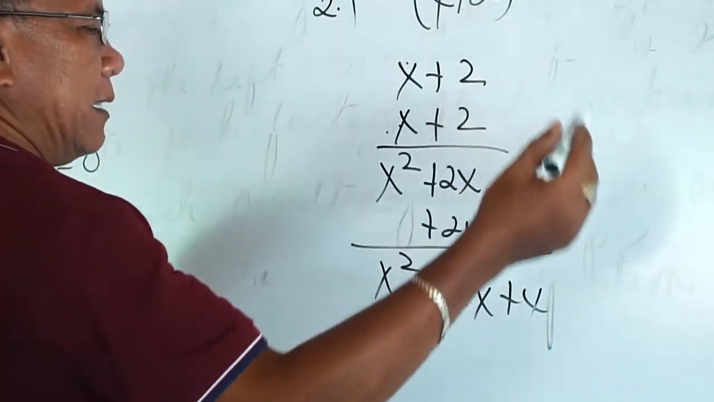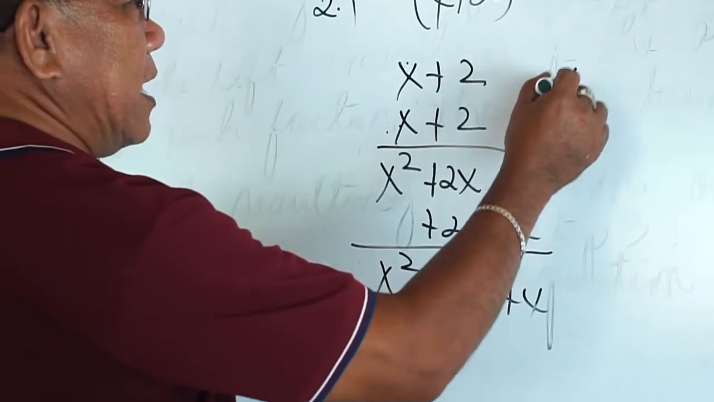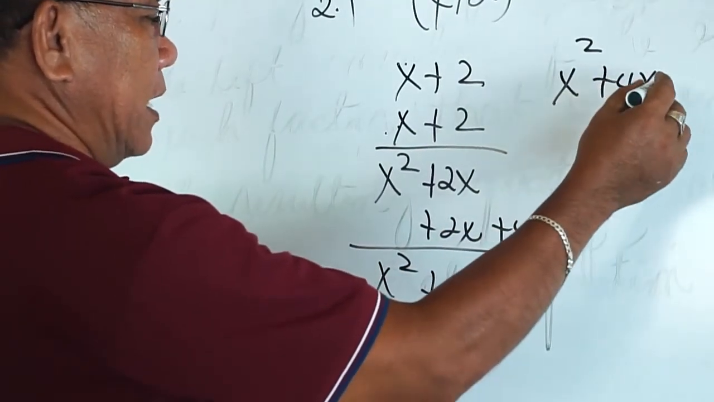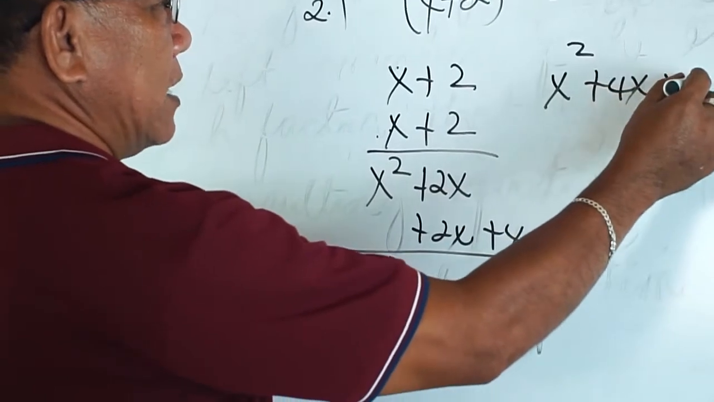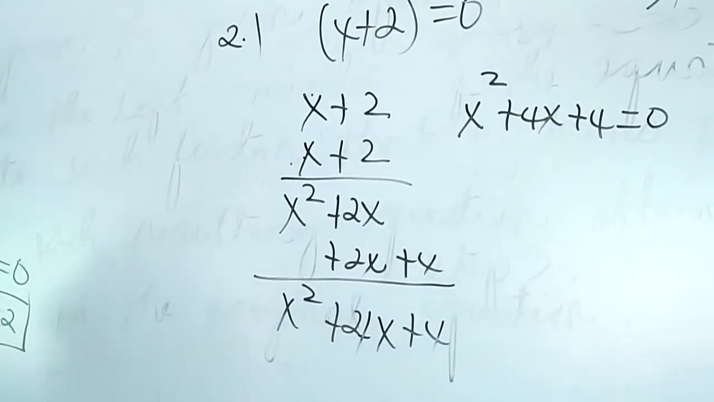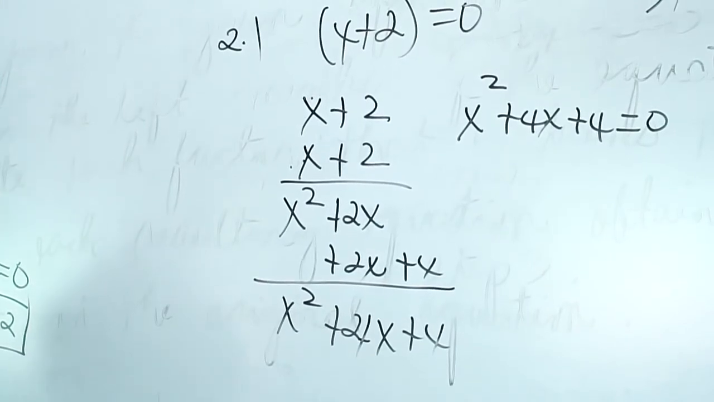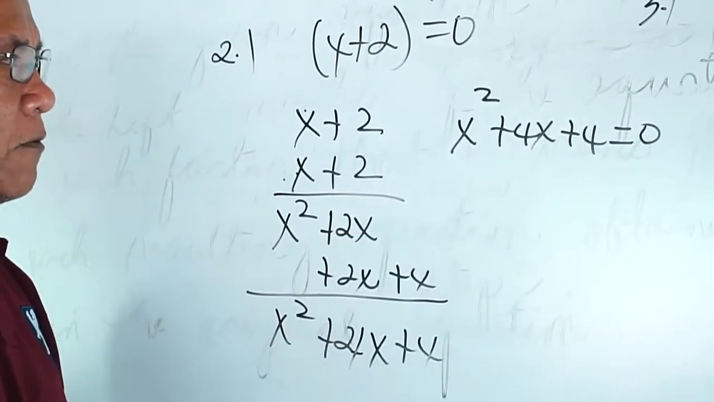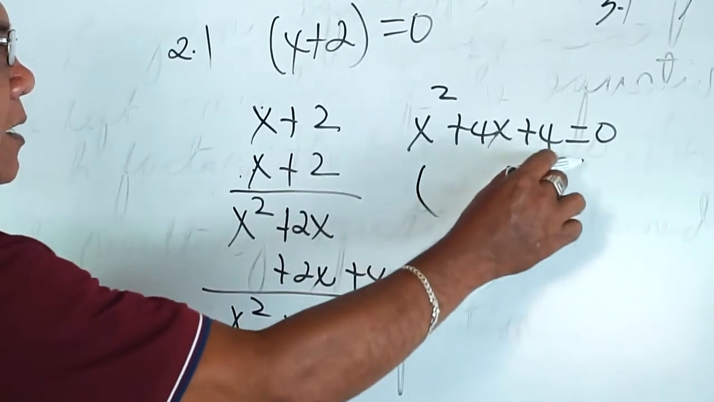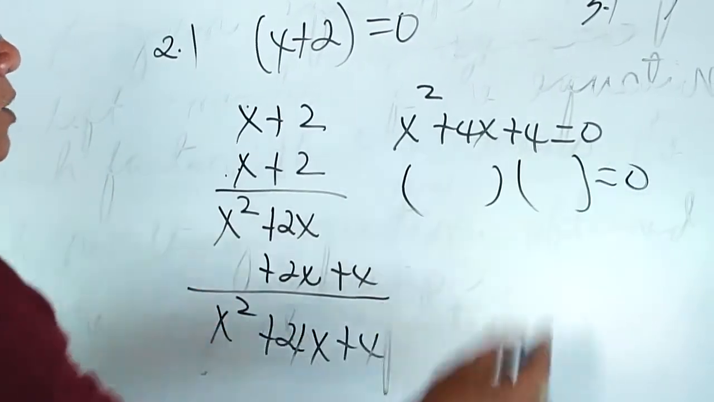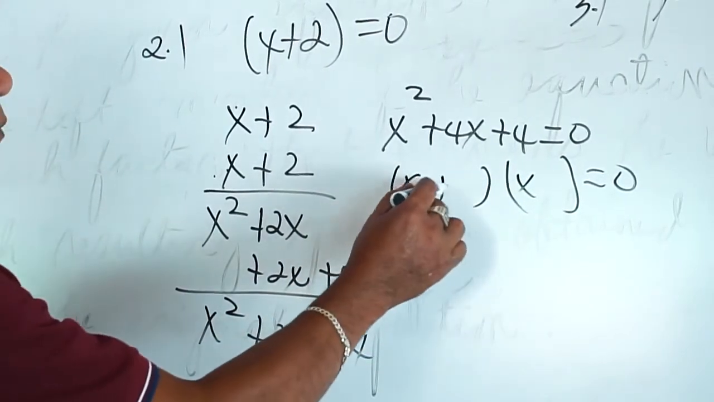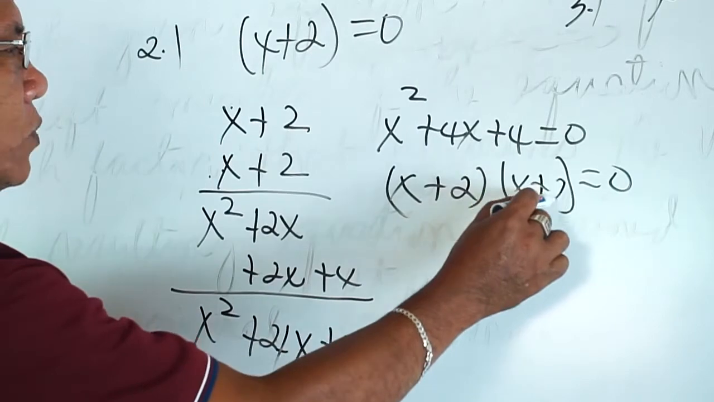Write it in the equation: x squared plus 4x plus 4 is equal to 0. Then find the factors of x squared plus 4x plus 4. First, write two adjacent parentheses equal to 0. That is x and x, and we have positive 2 and positive 2.